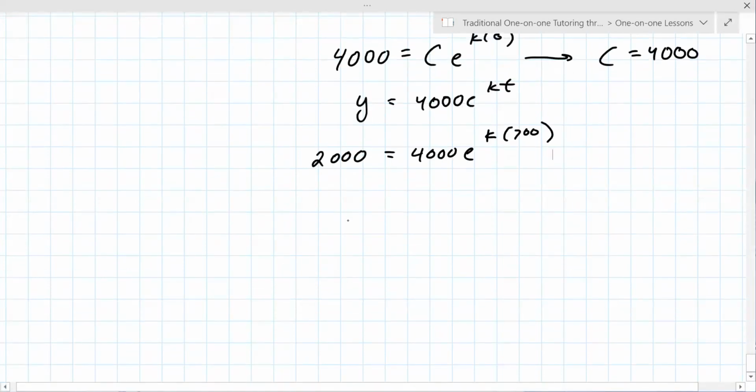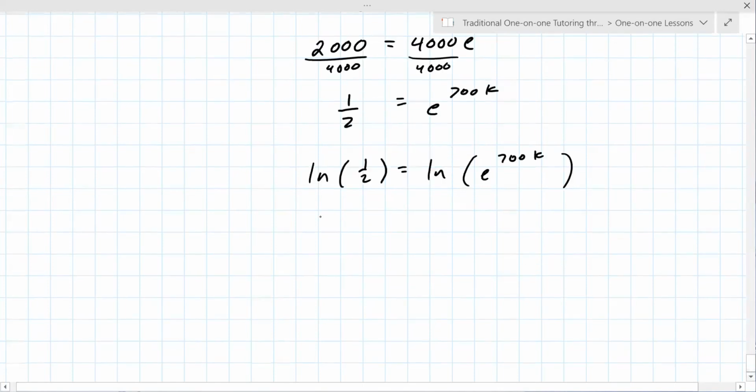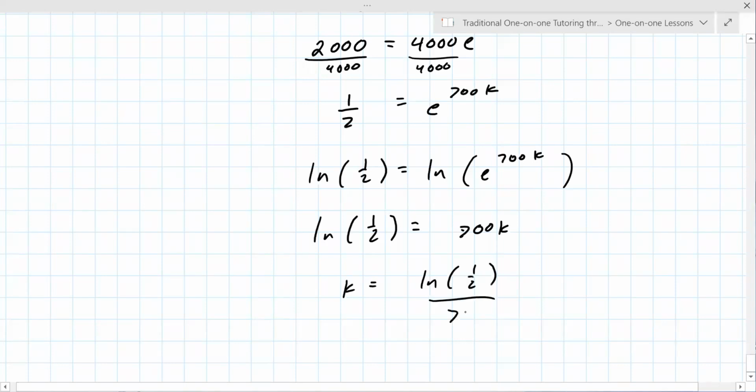So you're plugging the other point back into that equation. Yes. Then you divide both sides by 4,000, giving one half equals e to the 700k. You undo both sides with the natural log: ln of one half equals 700k.